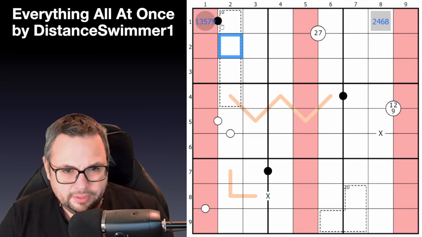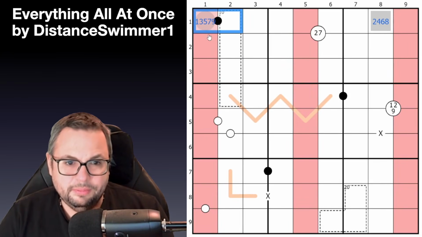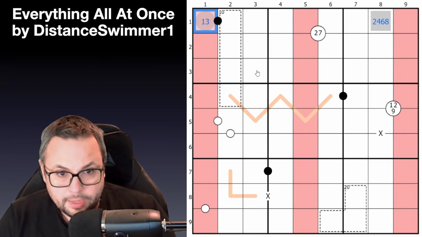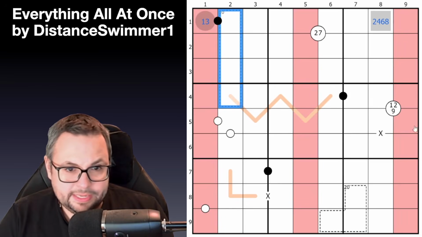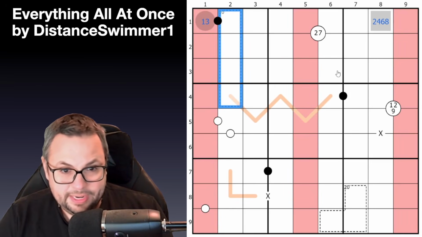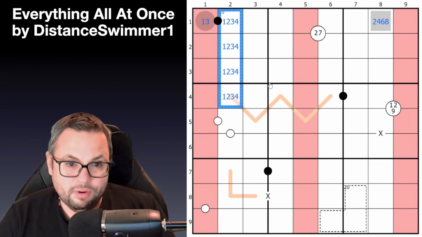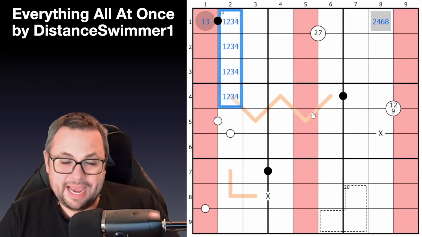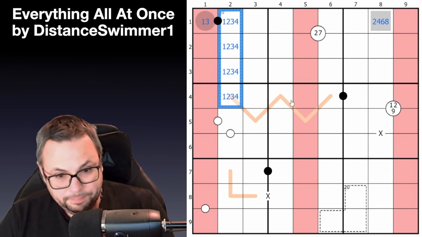Okay, but I'm going to start here with the fact that I can't put a 5, a 7, or a 9 on a black dot. And I'm also going to note that a 10 cage needs to be 1, 2, 3, 4 by virtue of the fact that I need them to add to 10, and that's the only way to do it.